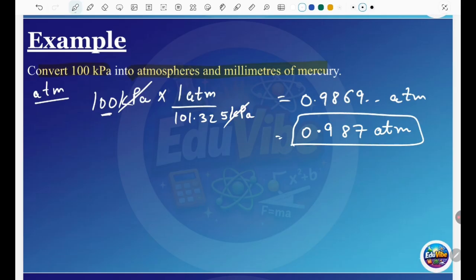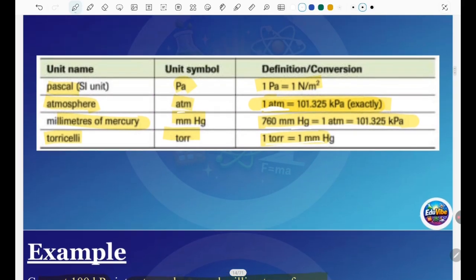Basically, whatever unit you want, like atm, you put in the numerator, and you put kPa in the denominator so the kPa cancels out, and you divide and get the answer. The same goes for millimeters of mercury, starting again with 100 kPa. The relationship is that 760 mmHg is equal to 1 atm, which is also equal to 101.325 kPa. We have to cancel the kPa, so kPa goes in the denominator and this value goes in the numerator.